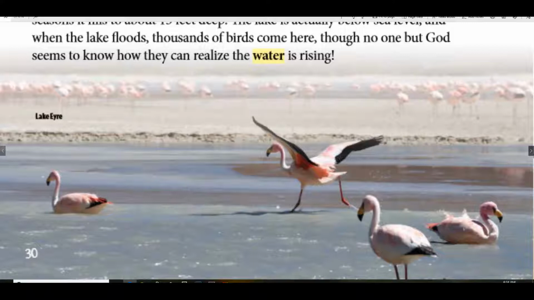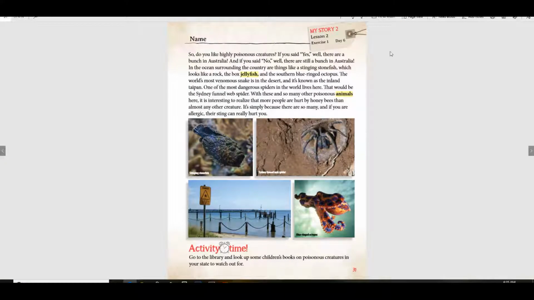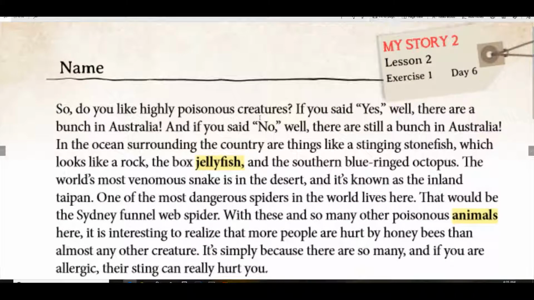Look at that. Look at all those birds back there. I think those might be pink flamingos. What do you think? That's what they look like. Can you turn the page? All right, this is where our assignment is going to be.